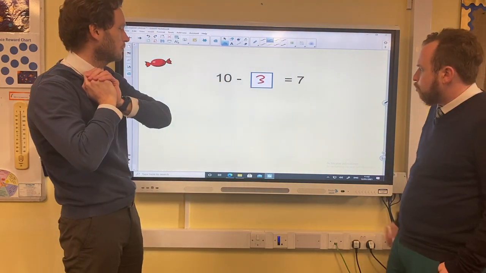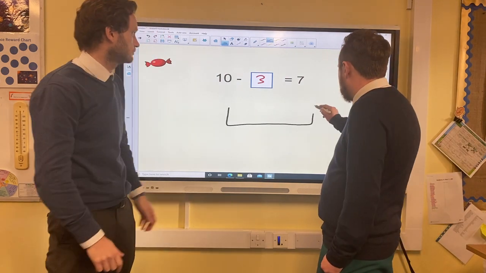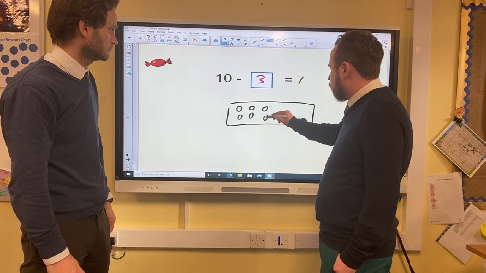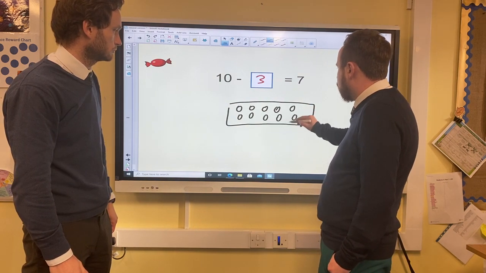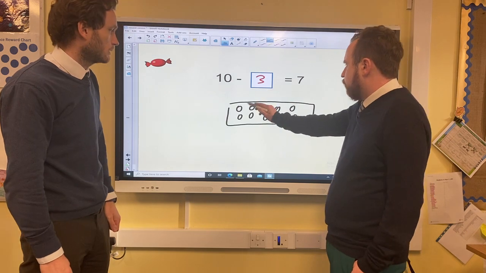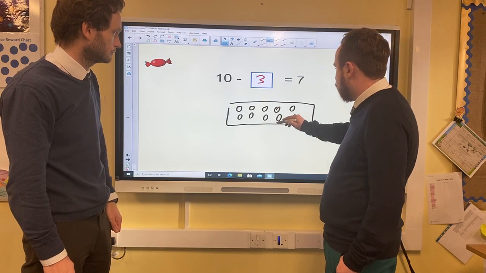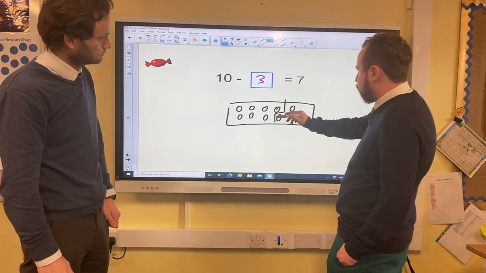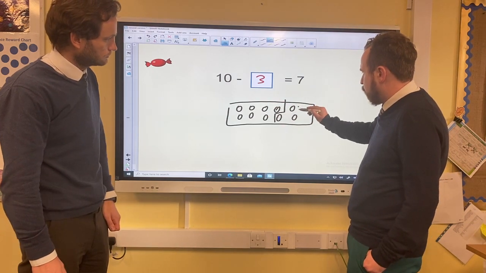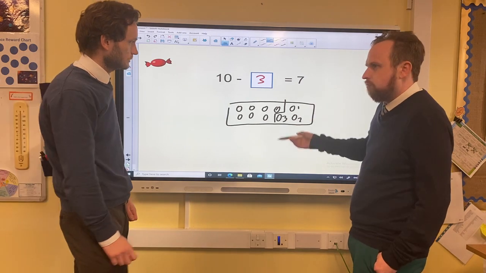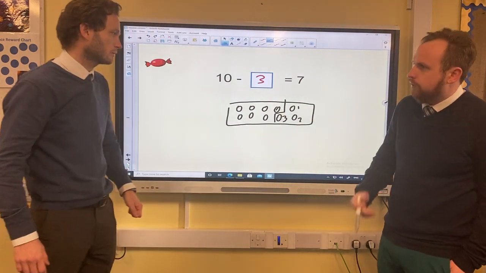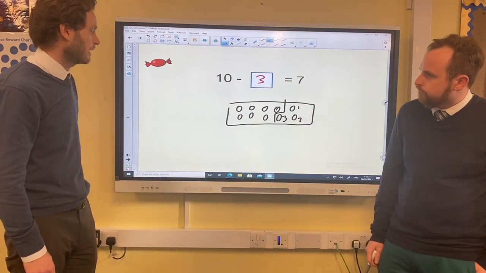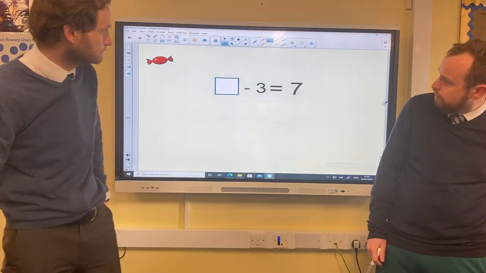Or we could do it another way. So I know I've got 10. 1, 2, 3, 4, 5, 6, 7, 8, 9, 10. And I know I end up with 7, right? So 2, 4, 6, 7. It's going to be a bit awkward there, that line. But there we go. So that's what I end up with. So to get to 7, I have to eat 1, 2, 3 sweets. They're the ones that are taken away. So there we go. 10 take away 3 equals 7. I like it. Right, next please. Cool, we're doing well.